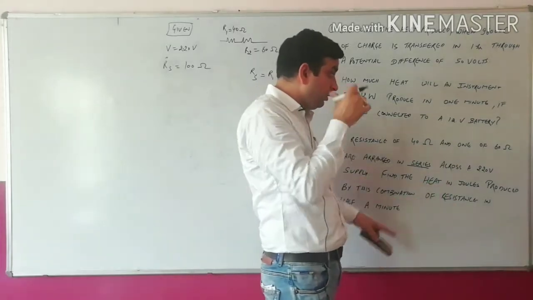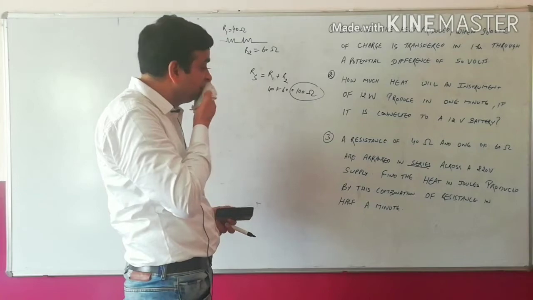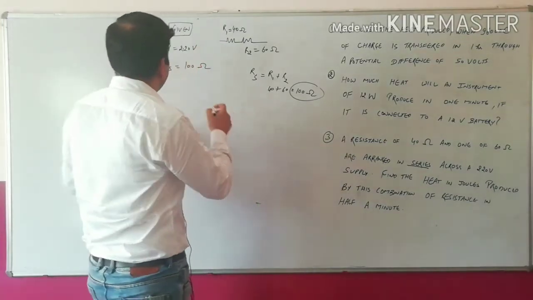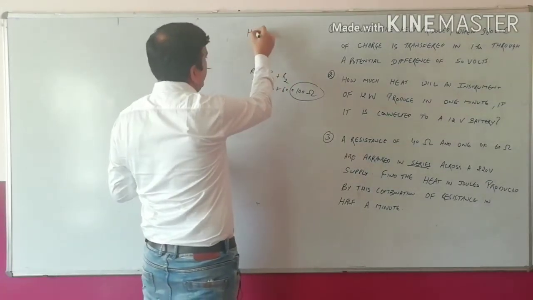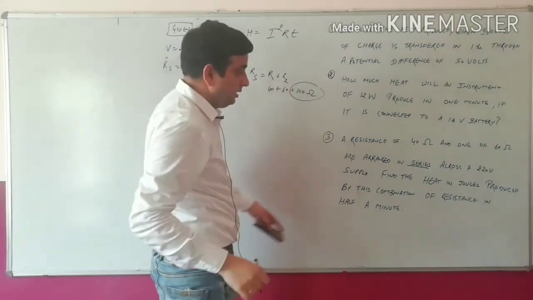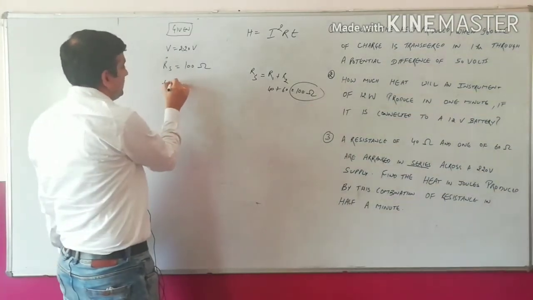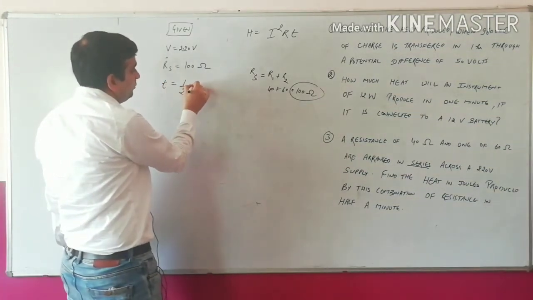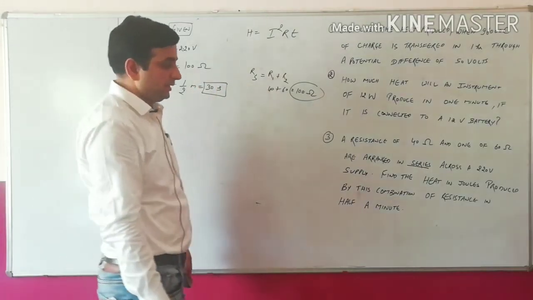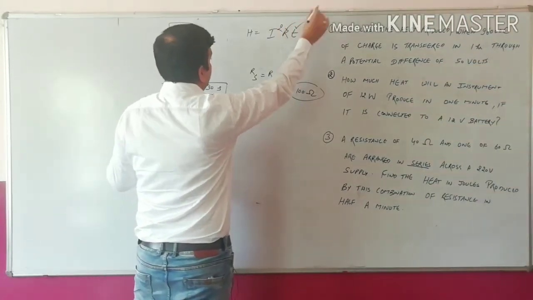So a resistance of 40 ohm and one of 60 ohm are arranged in series across a 220 volt supply. Find the heat in joules. So what do we have to calculate? Heat in joules. So I square RT. Find the heat in joules produced by this combination of resistance in half a minute. Time is 1 by 2 minutes, or if you convert it into seconds, it will be 30 seconds. So in this formula, R we have, T we have.